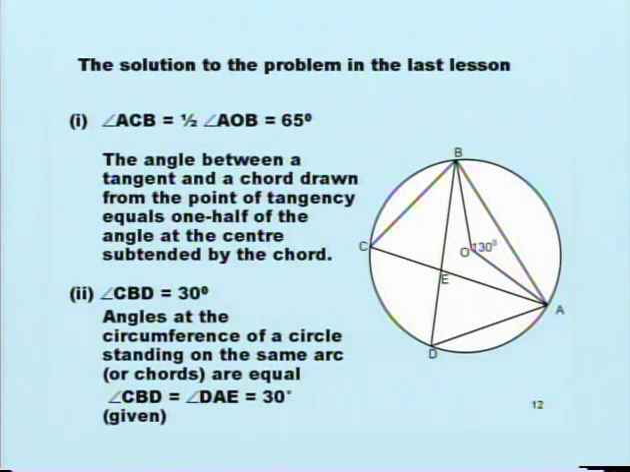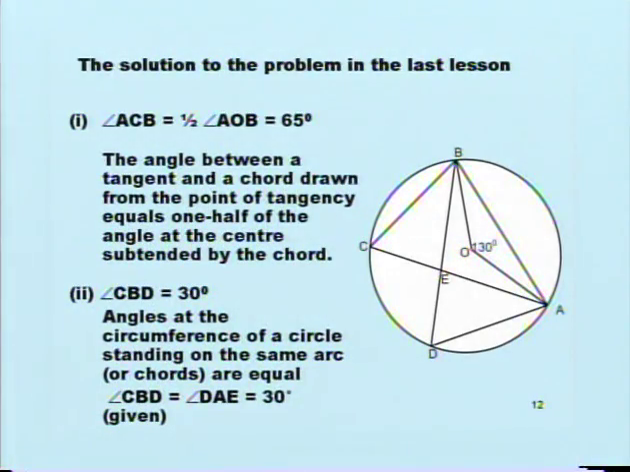The solution to the problem given in the last lesson. Part 1. Angle ACB is equal to half angle AOB, which is equal to 65 degrees. Reason, the angle between a tangent and a chord drawn from the point of tangency equals half of the angle at the center subtended by the same chord.